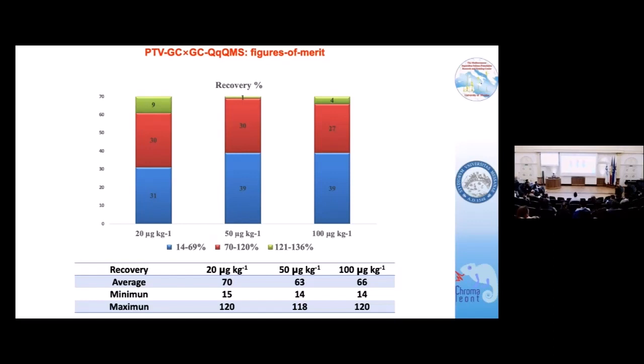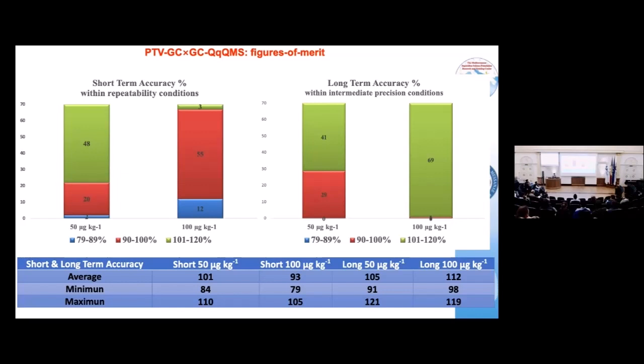And as I will show you in a while, in this case, the accuracy is for sure quite good because we did only a simple liquid-liquid extraction. And as you can observe, the accuracy is between 80 and 100%, more or less. We also did some tests in the long term, so within intermediate precision conditions, without using new stock solution. And as you can observe, the results are in very good agreement.